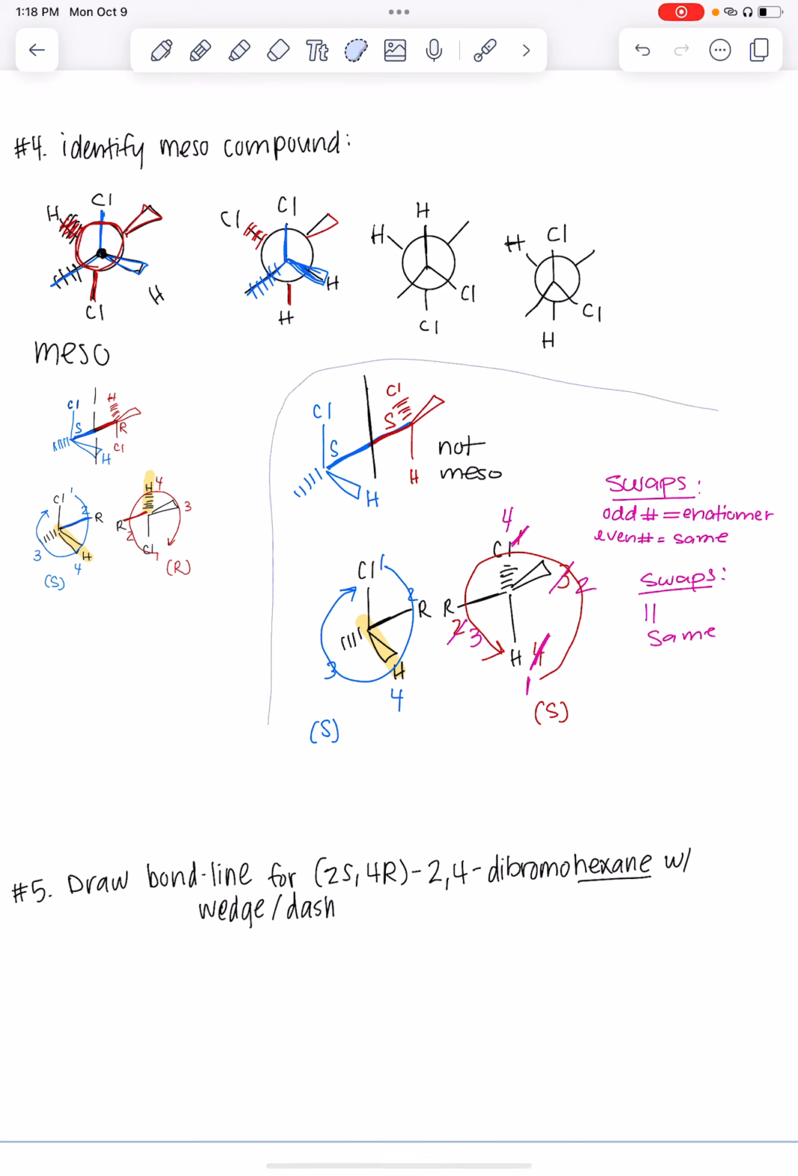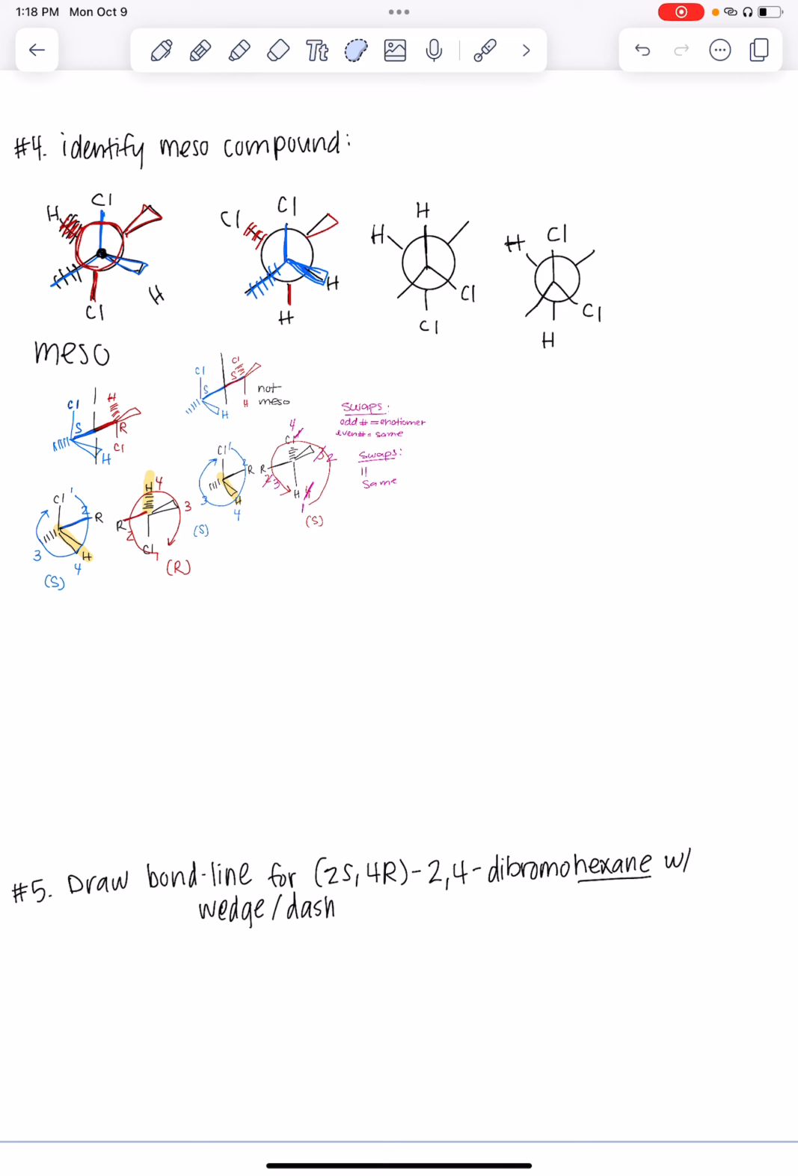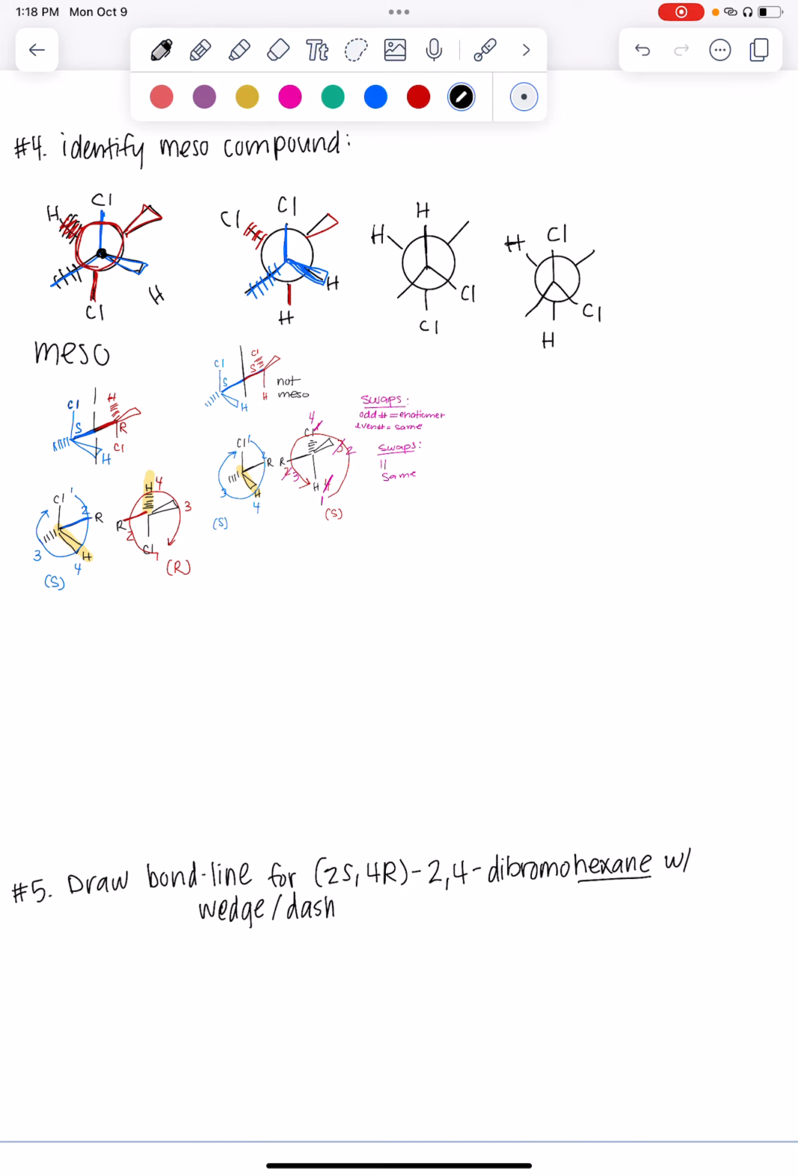We can do the next one just the same way. I'll shrink this down here. For the next one, we have a front carbon and our back carbon. The front carbon, we're going to say this is going away from us, and this is going towards us, and this is in plane. The back one, we'll say this one's going away, this one's coming towards, and this one's in plane. And then we can just draw them.